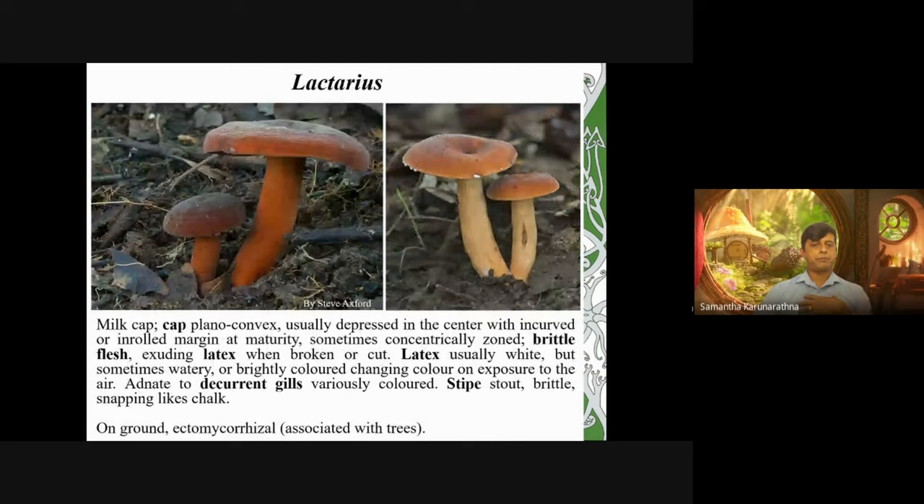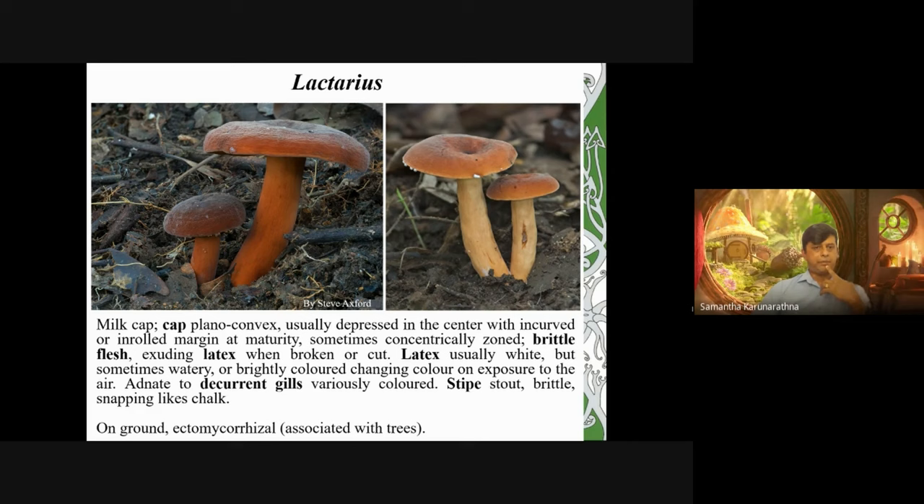Yeah, next is the Lactarius. As you may already know, the name Lactarius comes because this has latex, or the milk. So when you cut or damage the cap or stipe, you can see the milk comes out of the fruiting body. This is an indication of the genus Lactarius. So that's why these are called milk caps.